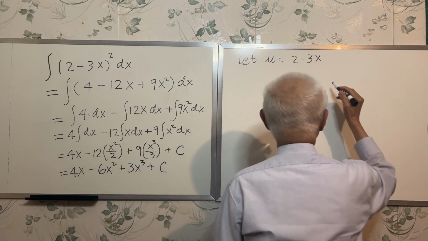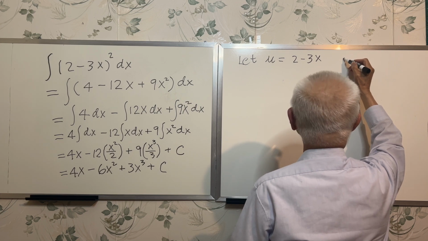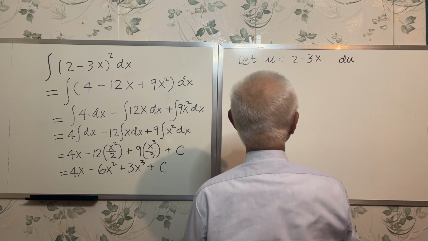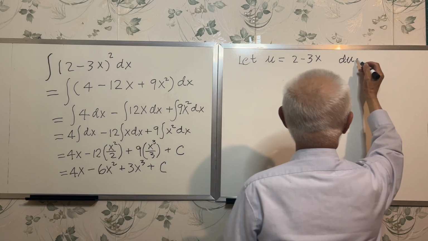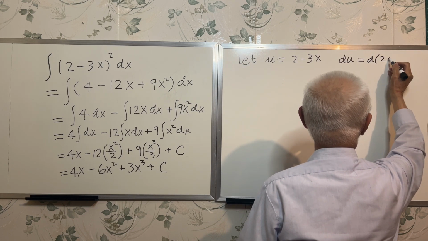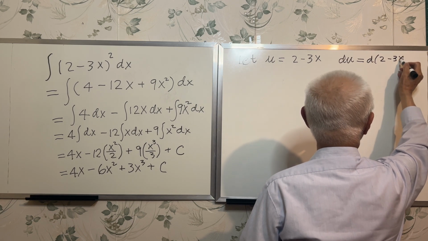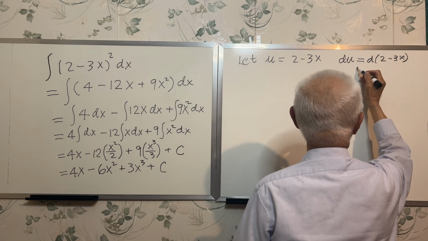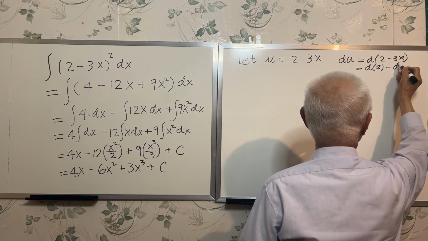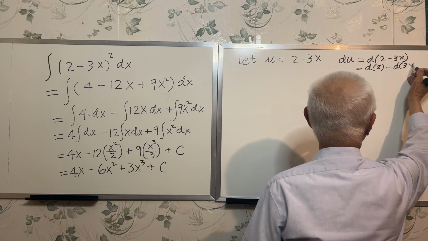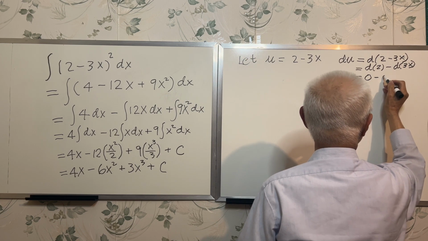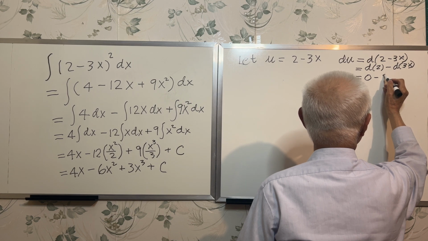Then what is du? Du is d of 2 minus 3x. And then this is d2 minus d3x. And then this is 0 minus 3.